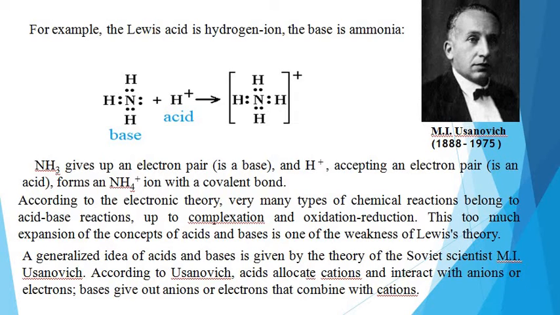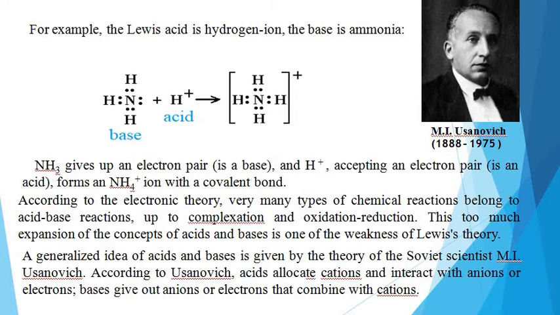According to the electronic theory, very many types of chemical reactions belong to the acid-base reactions, up to complexation and oxidation reduction. This too broad exposition of the concepts of acids and bases is one of the weaknesses of Lewis theory.